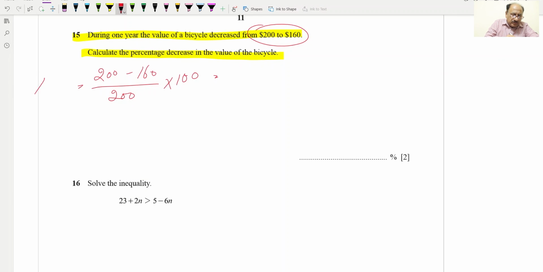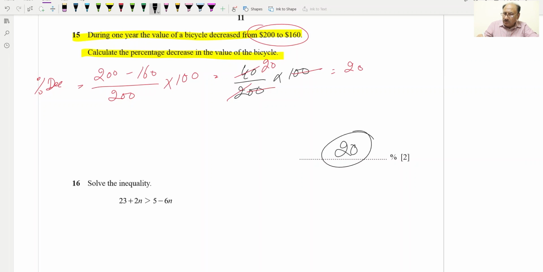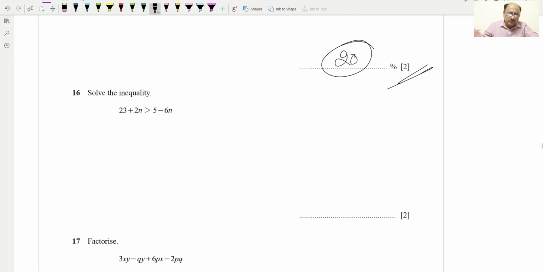So we can write here, percentage decrease will be equal to this one. Now we can cancel. For cancellations, we can write 200 minus 160 will be 40 over 200 into 100. So two zeros will be gone. With two zeros I will cancel in a different color so that you can understand. This will be 2 20s are 40, so this will be equal to 20, and our answer will be 20%. Hopefully you understand. This is a 2 mark question.